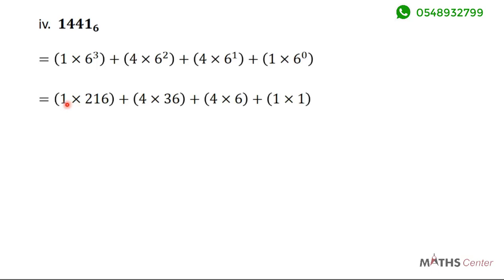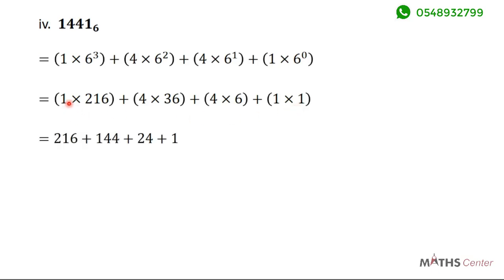So we have 1 times 6 exponent 3 is 216, plus 4 times 6 exponent 2 is 36, plus 4 times 6 exponent 1 is 6, plus 1 times 6 exponent 0 is 1. Any number raised to the power 0 is 1.